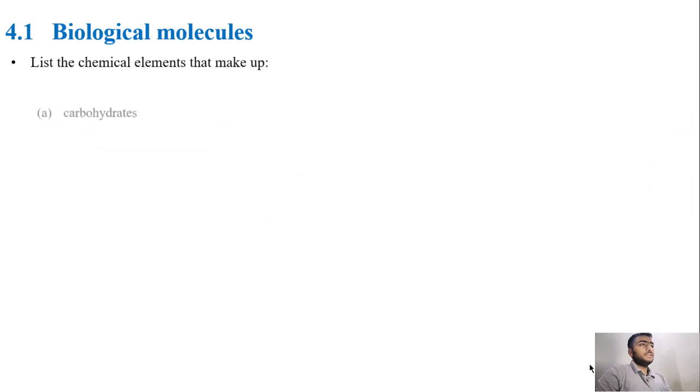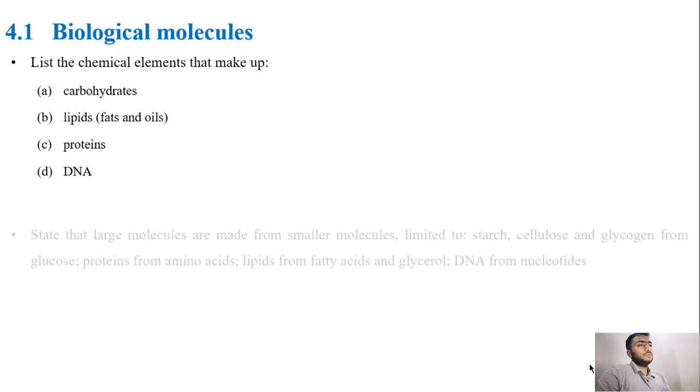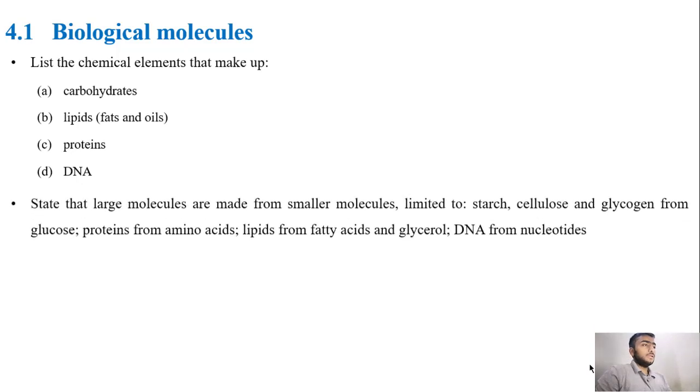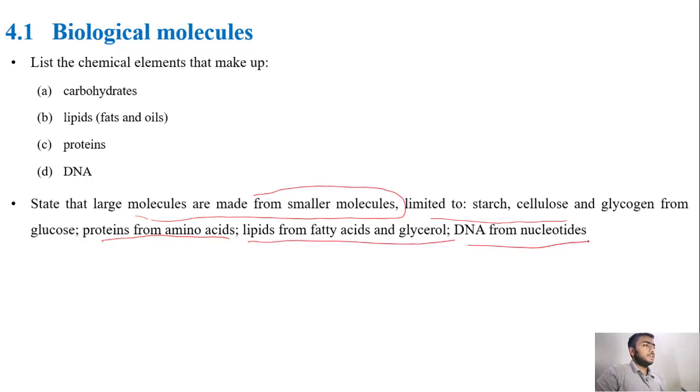So the learning outcomes include the chemical elements that make up these biological molecules which I have just named, and then we are going to state that these large molecules are made from smaller molecules. So I am going to discuss the idea of monomers as well, and then polymers. Limited to starch, cellulose, glycogen from glucose, and the proteins are composed from the building blocks which are amino acids, and lipids from fatty acids and glycerol molecule, and then DNA is composed from the nucleotides.